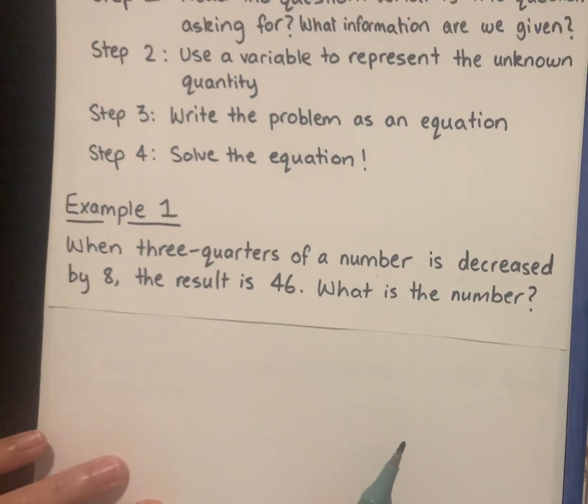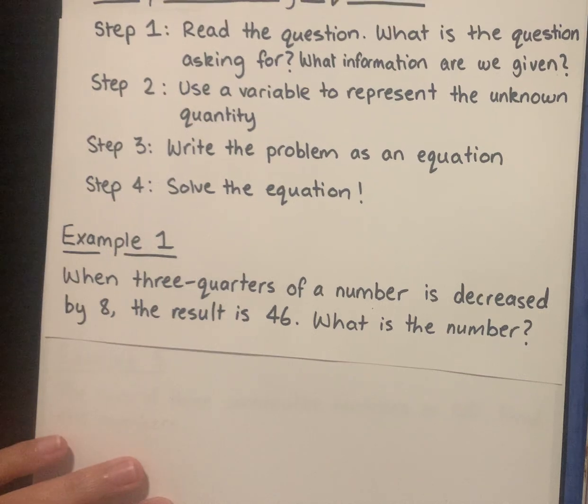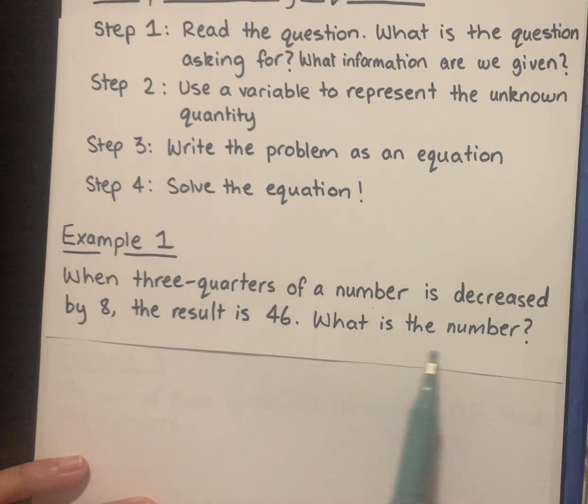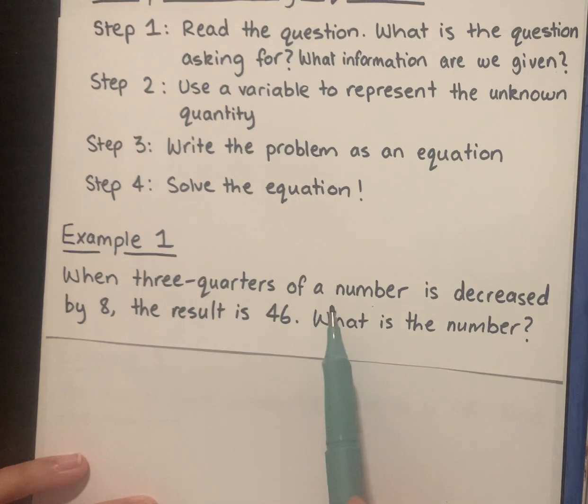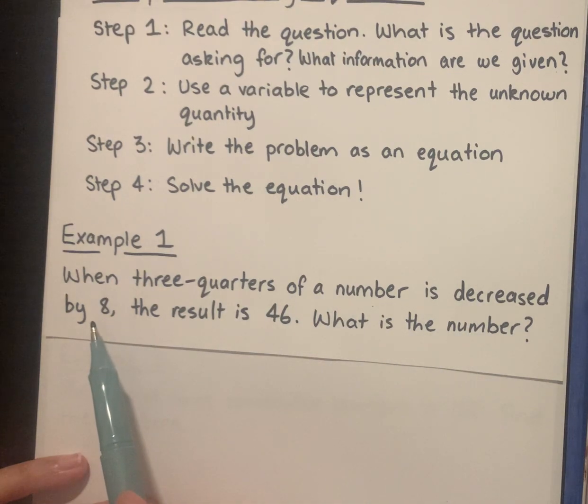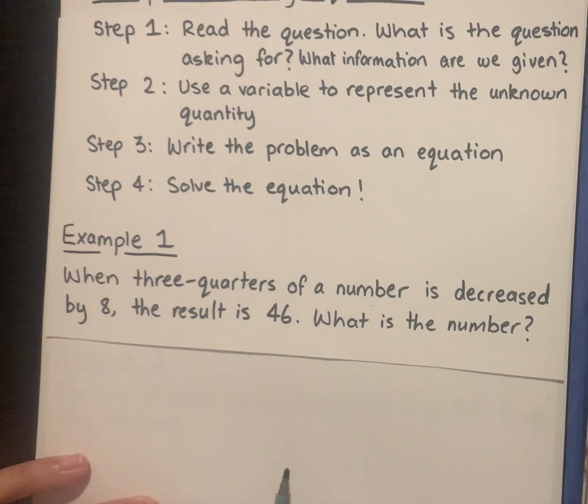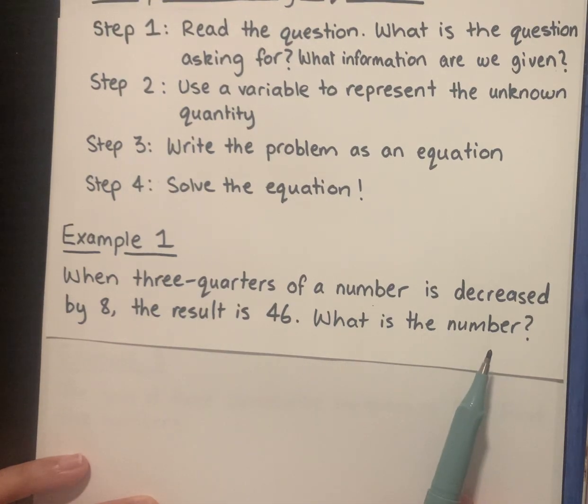So if we go back to our steps, step 1, read the question. We've done that. What is the question asking for? It's asking us what is the number. And what is the information that we're given? We're performing some operations to this number. We're taking 3/4 of it, then we're decreasing it by 8, and we're told that the result is equal to 46. That doesn't help us too much yet, but we know the information we're given and we know what we need to find.